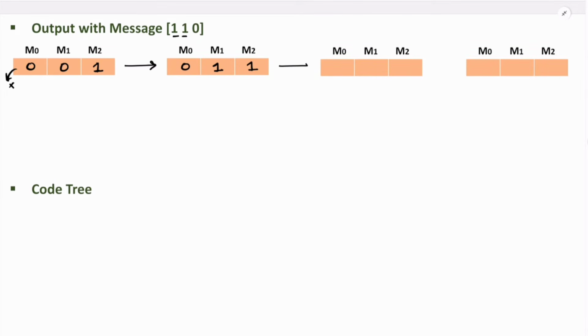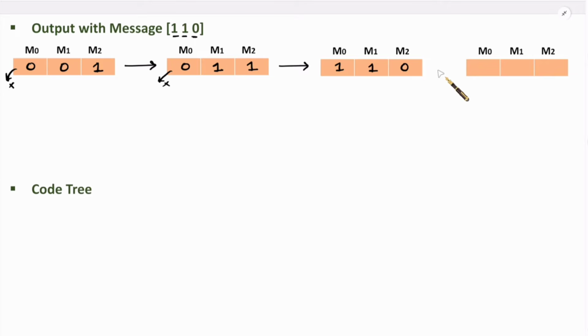Now when you have the next input, that is 0, it will come at M2, as M2 is the current bit, that is 0 now. Previously here we had 1. Now that is getting shifted in this direction, so it will come at M1. And this M1 will come at M0. So here we will have 1. And this 0 is getting discarded.